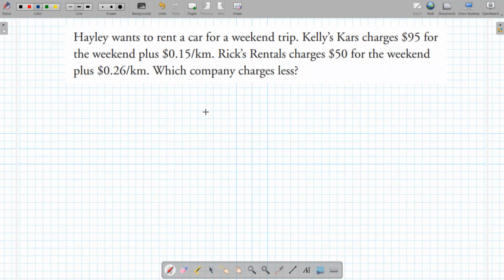Y is the bill, okay? Y is the price, and X is the kilometers. So this one is going to be in our slope-intercept form. The first one will be 0.15x plus 95. What's the other equation? 0.26x plus 50. Plus 50, right?